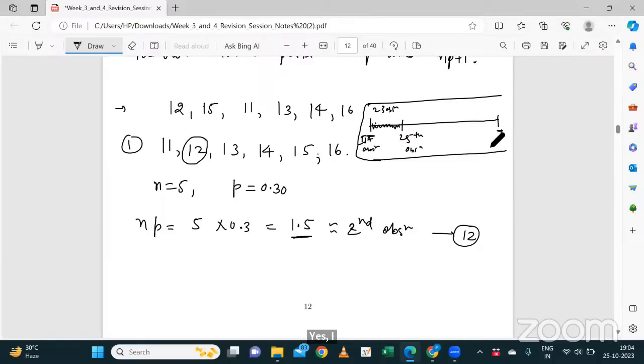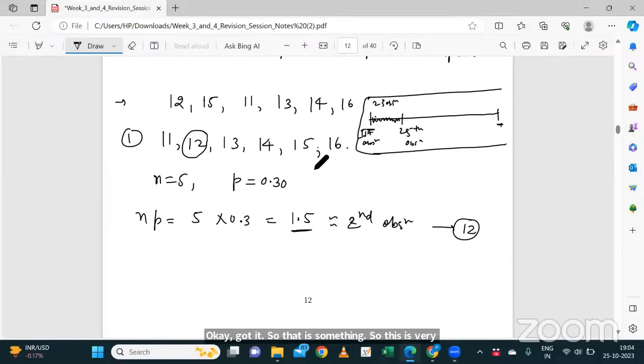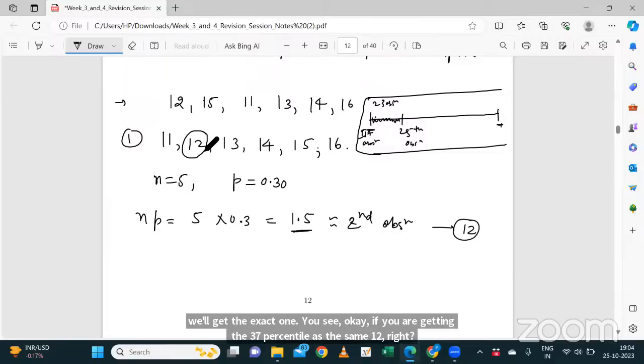This is a very small data set. That's why we are getting the same value. When we have a larger data set, then we can get the exact value. If you are getting the 36th percentile as the same 12, or the 40th, you will get something like the mean of these two, right?